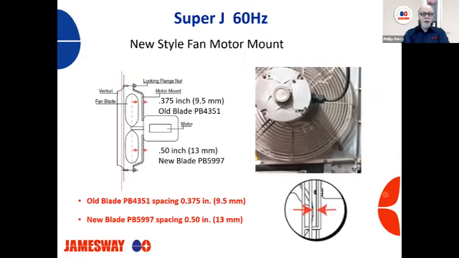When you space, if you're using the old blade and you go to the new blade, the PB5997, it has a 1/2 inch spacing. And when we say the spacing, it is at the highest point of the grill or the motor mount where you're taking that measurement. It's not from the rings, but from the highest point of the motor mount toward the fan blade, taking it at this spot right here.